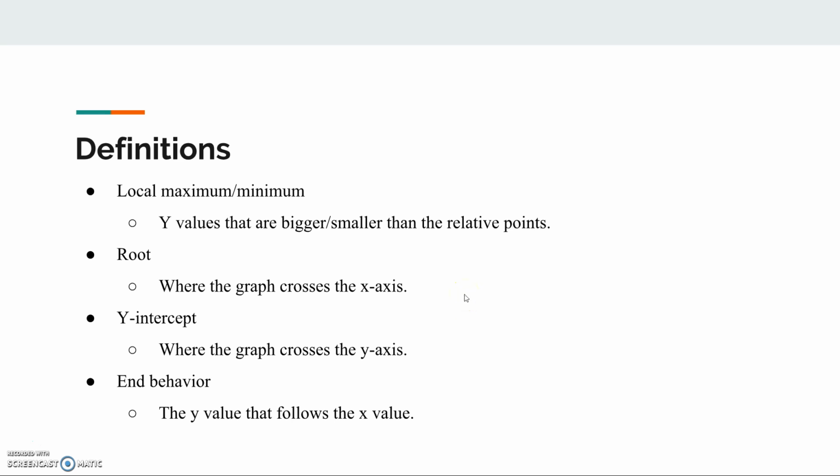Here are some main vocabulary for this section. There are local maximum, minimum, roots, y-intercept, and end behavior. The general definitions are: local maximum and minimum are y values that are bigger or smaller than the relative points; roots are where the graph crosses the x-axis; y-intercept is where the graph crosses the y-axis; and end behavior is the y value that follows the x value.